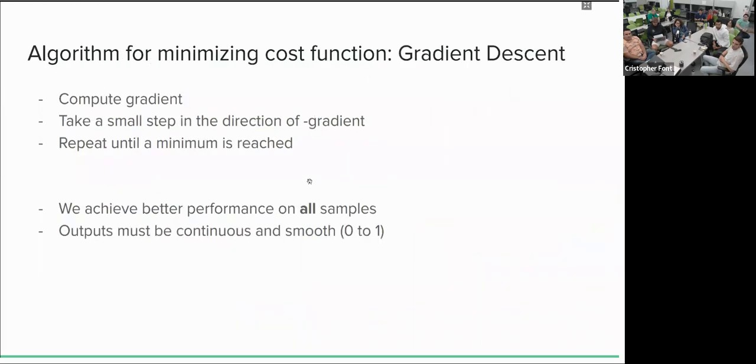Moving on. We have arrived at an algorithm for minimizing the cost of our function. We just compute the gradient. We take a small step in the direction of negative gradient, so just the opposite direction that the gradient is telling us to go. And we repeat that until we reach a minimum.